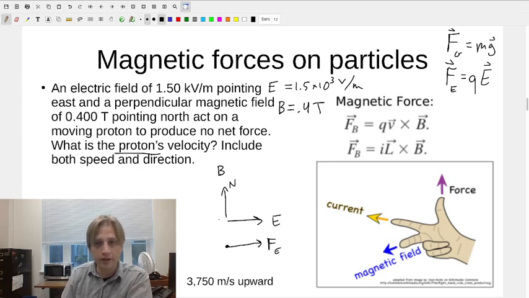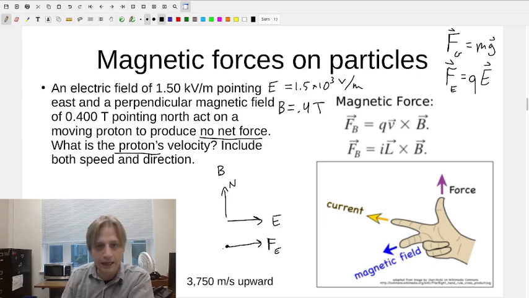On the other hand, a magnetic force is not going to be in the same direction as the field. In fact, it can't be in the same direction as the field. It's got to be perpendicular to the direction of the field. So, if I'm looking at this picture and it says no net force, another way of saying this is that it's at a constant velocity. If it's not accelerating, there's no net force.